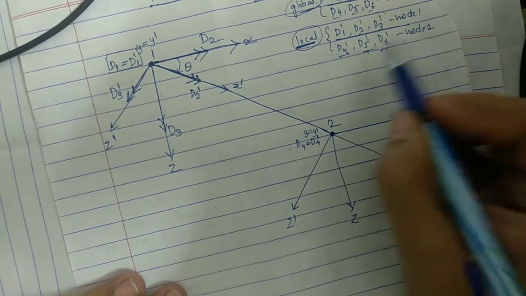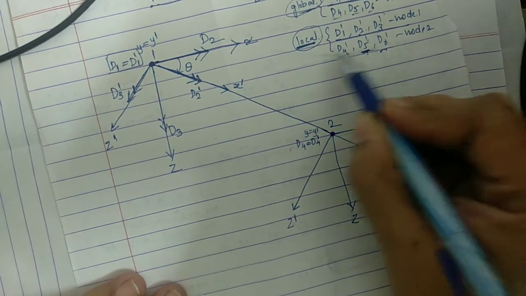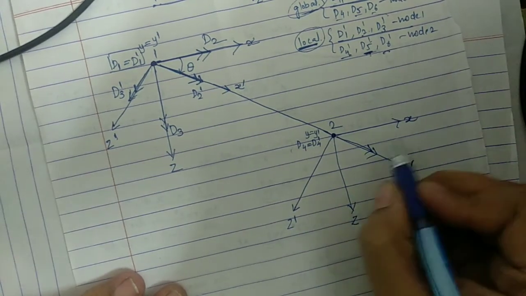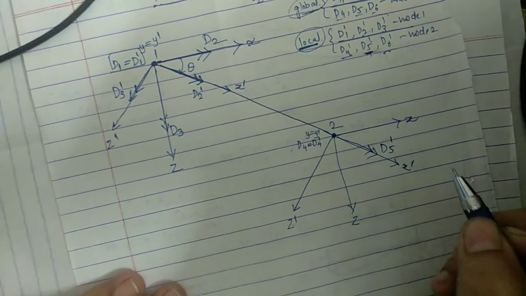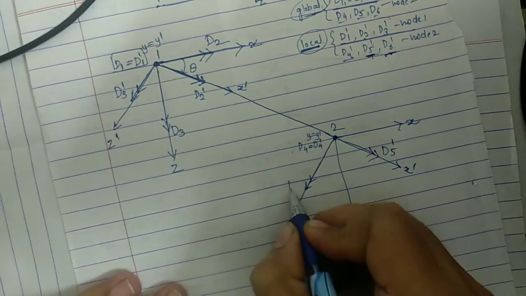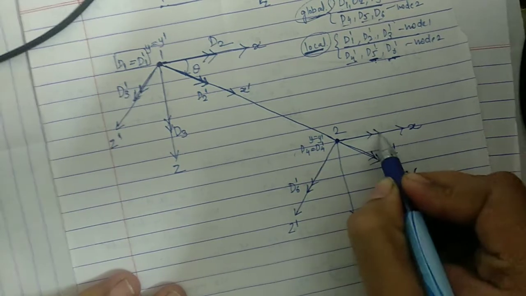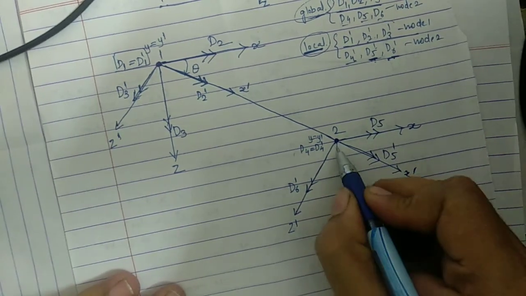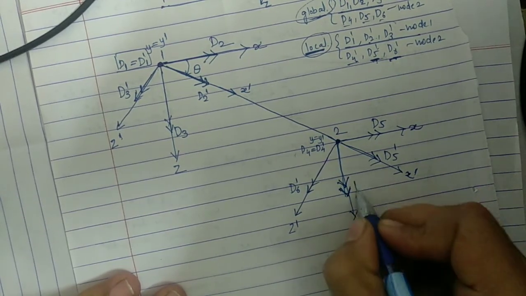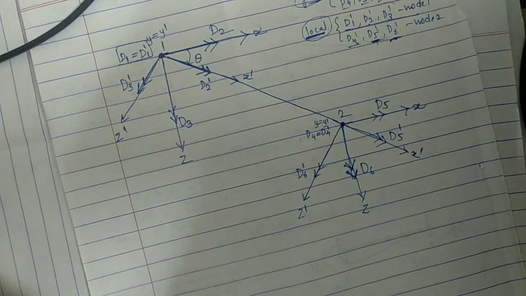Okay, now next is D5 dash. D5 dash is rotation in local x direction, rotation in this x dash axis. D5 dash, and D6 dash, rotation in z dash axis. D6 dash. Similarly, D5, D6: D5 in x direction, D6 in global z direction. Okay, so all degrees of freedom in local and global are shown here.